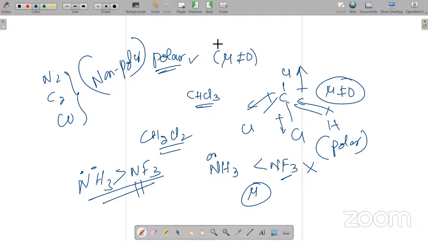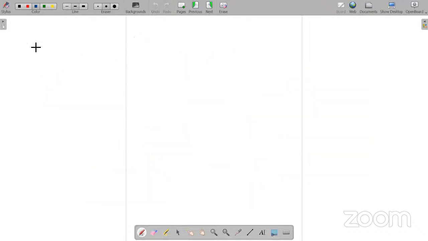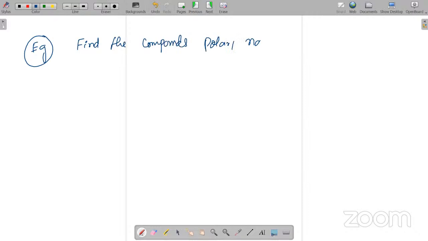I'm feeling a bit of a headache now, so I can't continue the class. I will give some examples, then I will leave the class. Let me take another 5 minutes for some examples. Find whether the molecules or compounds are polar or non-polar.